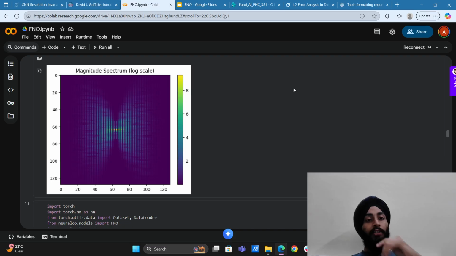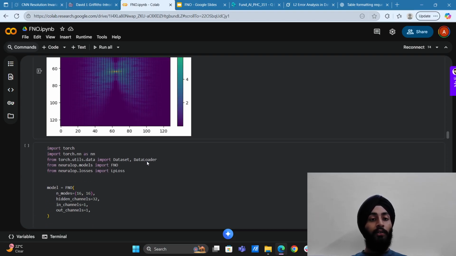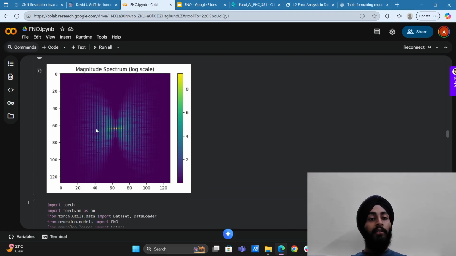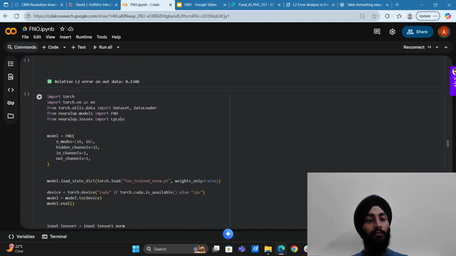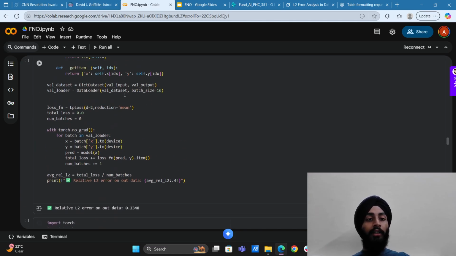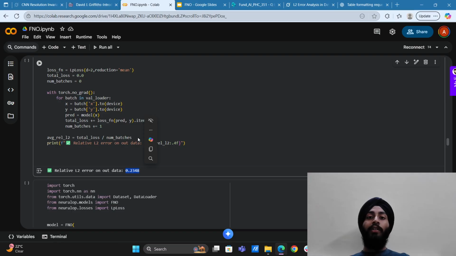So this is the magnitude spectrum that I finally got, and this is actually not of a lot of importance for what I am about to do here. This was just for seeing if there is no aliasing or anything like that. So I tested it on the relative, I calculated the relative L2 error on the out data as well, which is 0.2348. As you can see, it is not a very huge increase as we saw in the case of a convolutional neural network. It went from 0.15 to 0.23 from the in distribution to the out distribution.